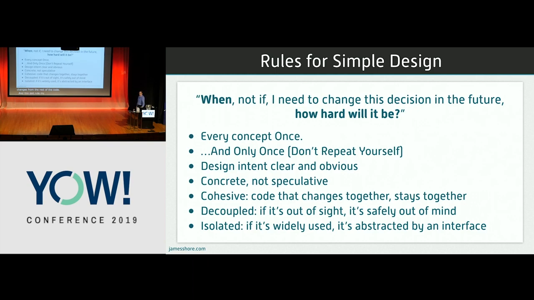So when I wanted to change the way my configuration worked, I had all this code that was depending on a global or a set of globals. It was quick, it was easy, it was wrong. When, not if, I need to change this decision, how hard will it be? Spoiler warning, too hard. So to summarize, simple design is not sloppy design.